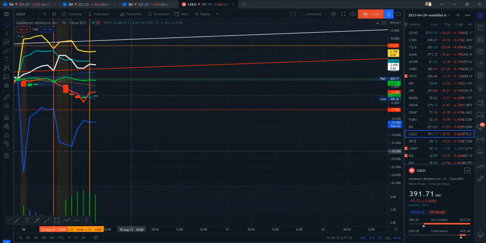Lululemon. Alright, I got a new candle over here since I looked at it last. Let's see what is going on with the lines here. So lowest line was here, highest line was up here, price action was right here. Everything was kind of spread. You've got the blue at the bottom, the yellow and the teal at the top.